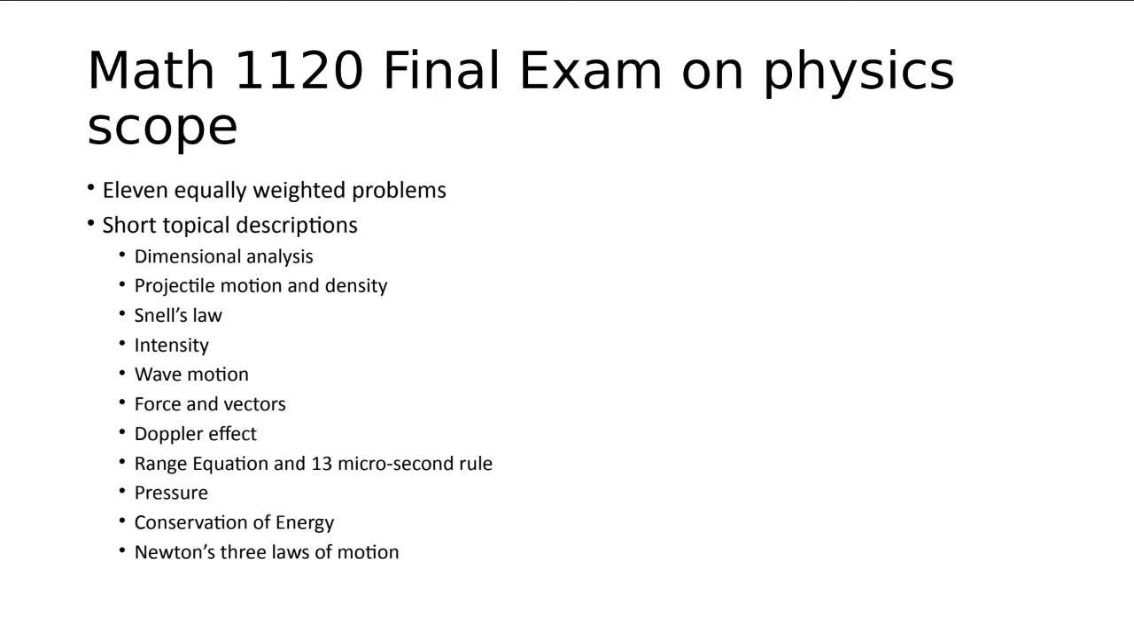How about the range equation and 13 microsecond rule? Okay, looks like 6 people there. Then pressure. All right, I'm getting 4. Conservation of energy. All right, 9 people. I think that's the winner so far. And how about Newton's 3 laws of motion? Okay, that looks like 5.